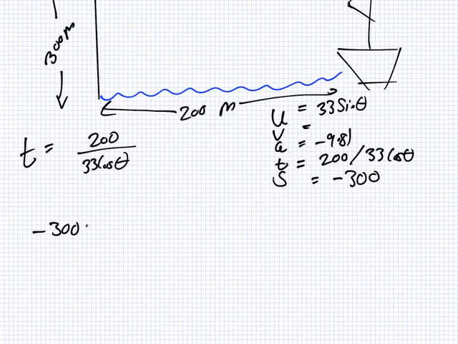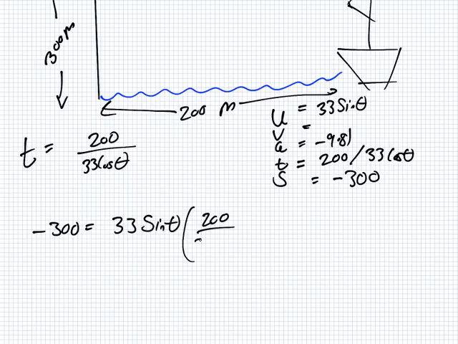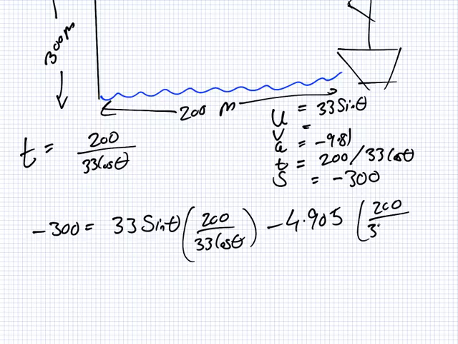S equals U T plus a half A T squared. That's all I want you to do. It's a little too difficult for semester 1 to solve this. We don't have the right maths coverage yet.